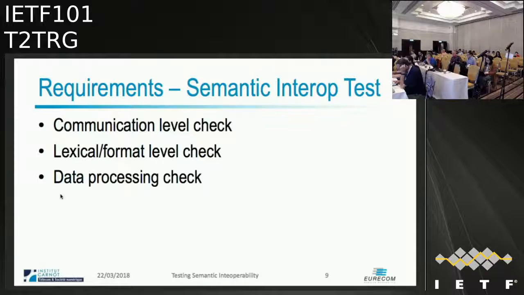Then we came into semantic interoperability testing. So here, we feel that, again, three levels of validation is necessary. The first one being a communication level check. So here, we basically want to see that the message sent from the first system should be received completely and correctly by a second system.